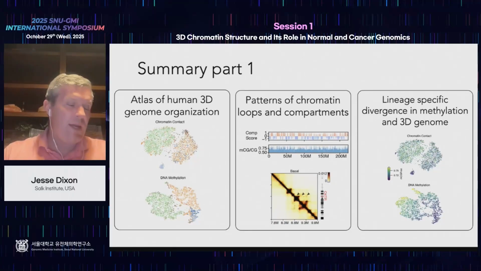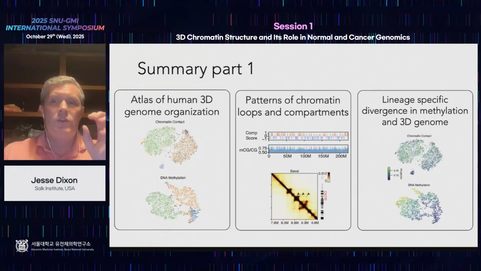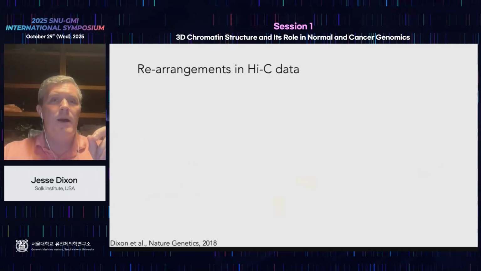In the last few minutes here, I'm going to move on and tell you a little bit about ongoing work in the lab where we're taking these same methods and applying them in the context of cancer genomes. One of the things our lab has been focused on in the past is trying to understand how structural rearrangements of our genome, things like translocations, inversions, duplications, may rewire our higher order three-dimensional genome structure.